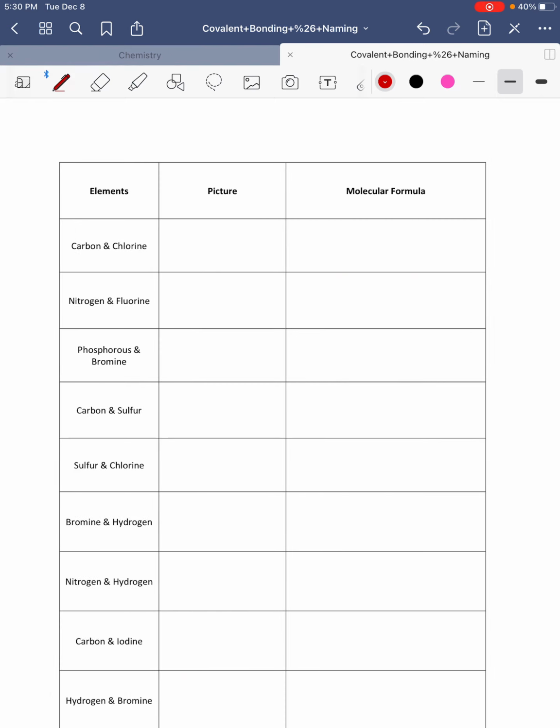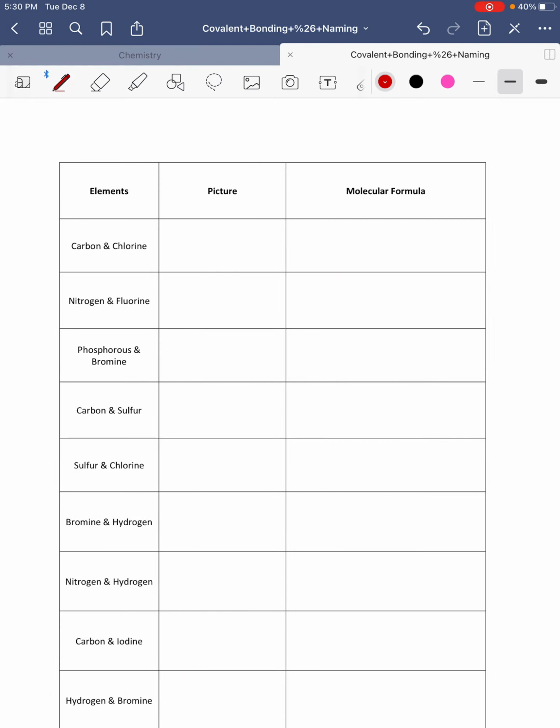This side is very similar to what we did yesterday. So for picture, you are drawing the Lewis structure. And then for molecular formula, you are writing the formula. And let's do some practice also writing it out. Okay.